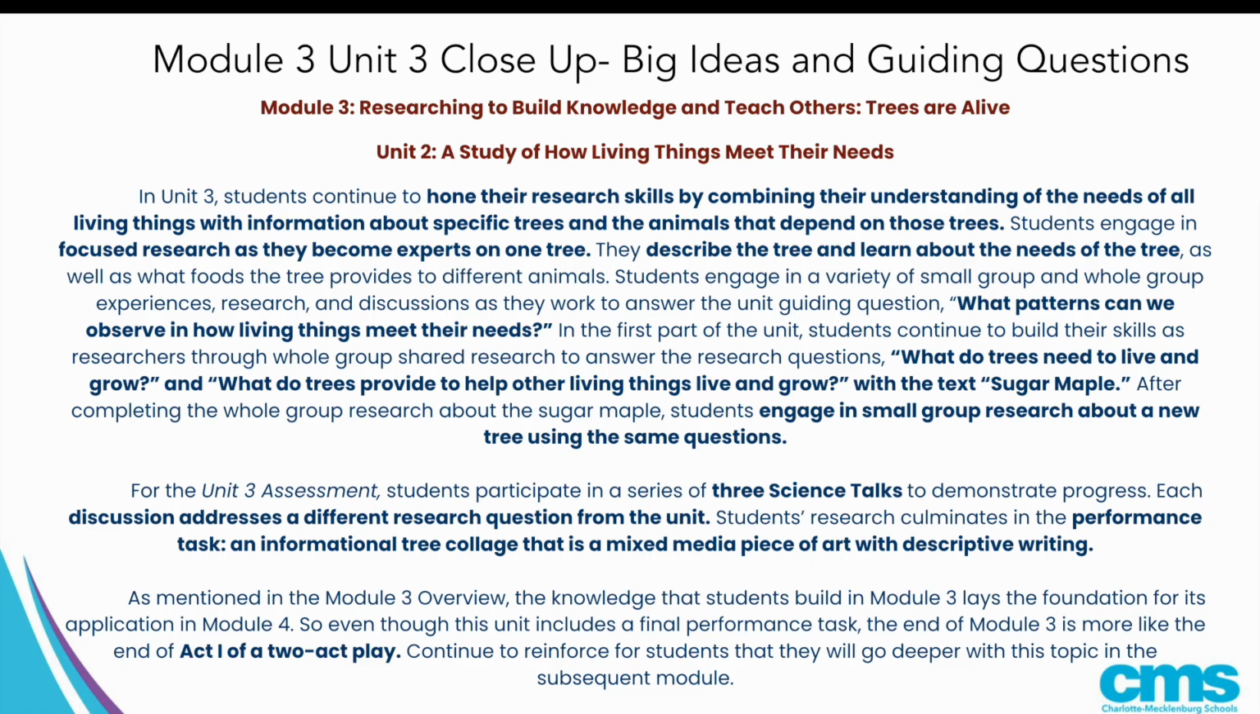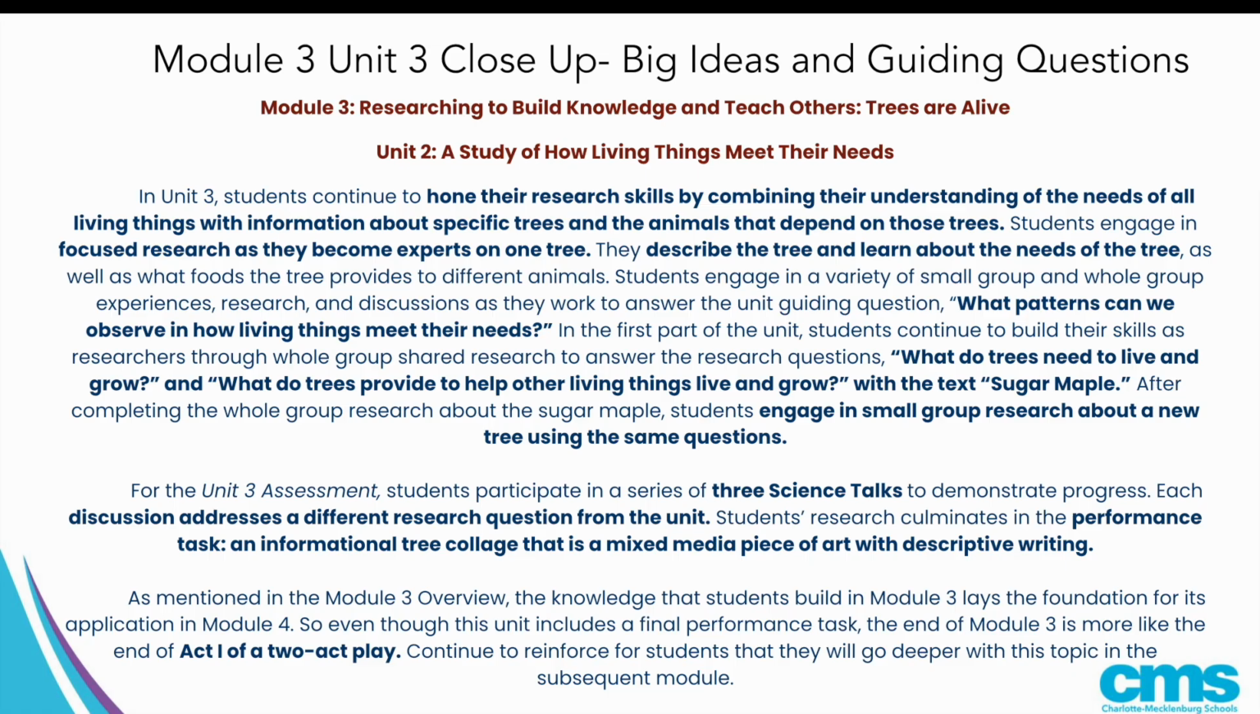So taking a look at Unit 3 up close, students will hone in on their research skills by combining their understanding of the needs of all living things with information about specific trees and the animals that depend on those trees. Students will engage in focused research as they become experts in one tree. They're going to describe the tree and learn about the needs of the tree, as well as what food the tree provides to different animals. Students will engage in a variety of small group and whole group experiences, research, and discussions.